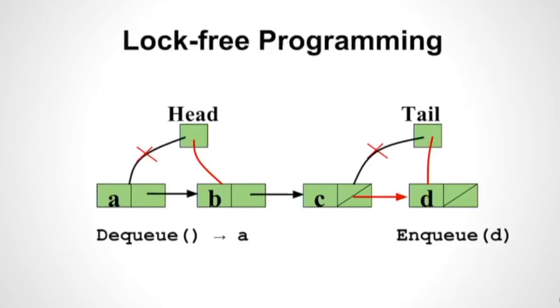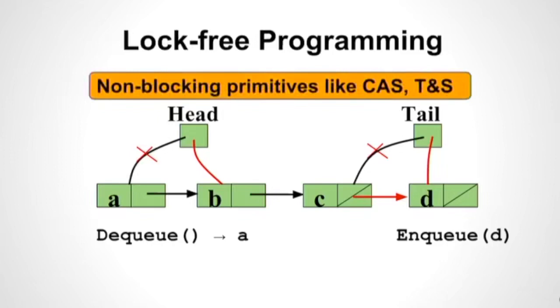Or you can do this lock-free programming, where you use non-blocking primitives like compare-and-swap and test-and-set, which are available on modern hardware instruction set architectures. And you have the same problem with these too, where you really need the programmer to understand the semantics of what he's trying to implement so that he only generates safe code.